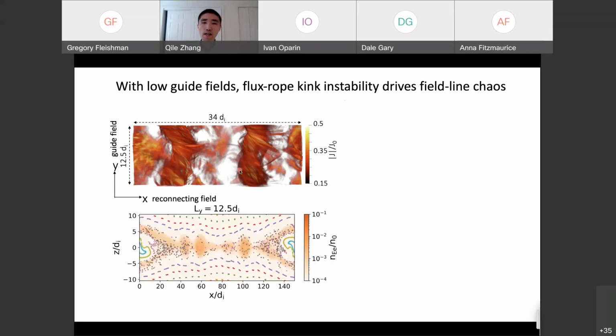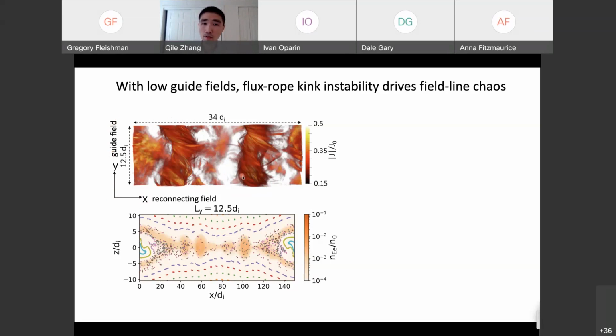So as we mentioned, we used 3D kinetic simulation to model the reconnection in the low beta and low guide field regime. And here we show a 3D image of the current density. And we zoom into part of the reconnection layer to make it clear. Here, X is the reconnecting field direction, and Y is the guide field direction. And these things are the magnetic flux ropes generated from reconnection, or what we call magnetic islands in 2D.